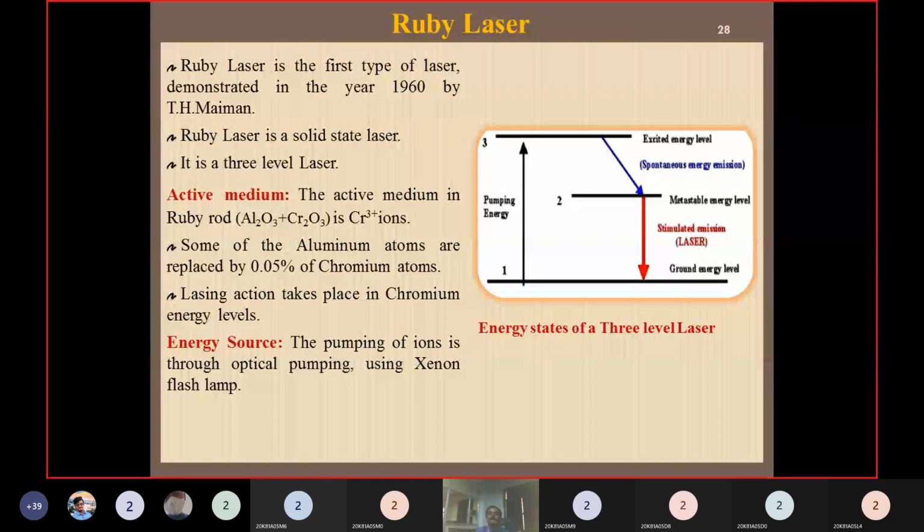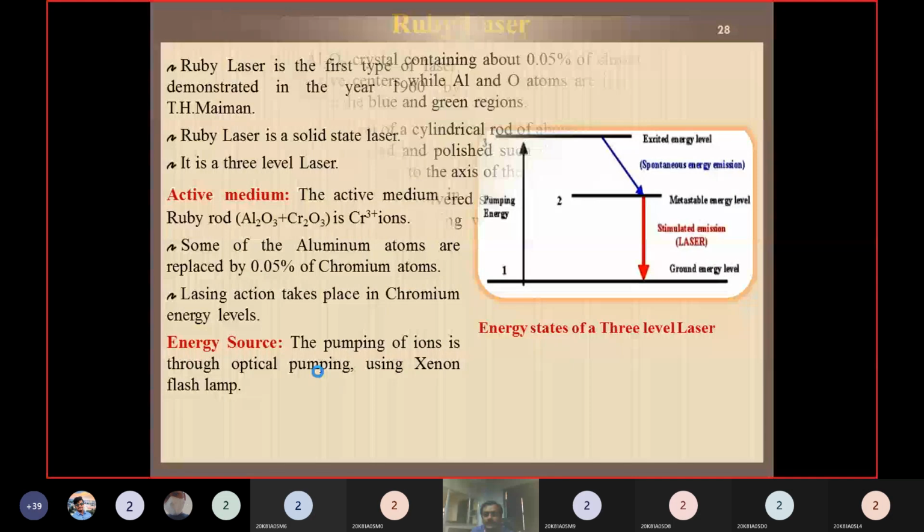Now coming to the construction of the Ruby laser. See here, this diagram shows how to construct the Ruby laser. Inside, the Ruby rod is a mixture of Al2O3 and Cr2O3. How much Cr2O3 doping do we have here? Just 0.05% of chromium oxide we are doping.